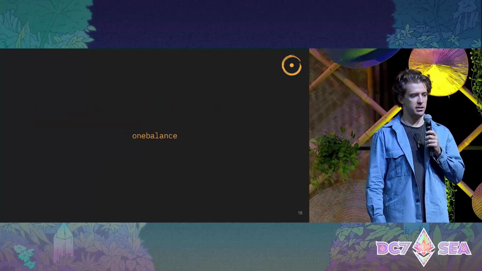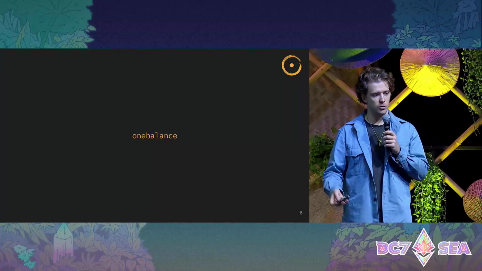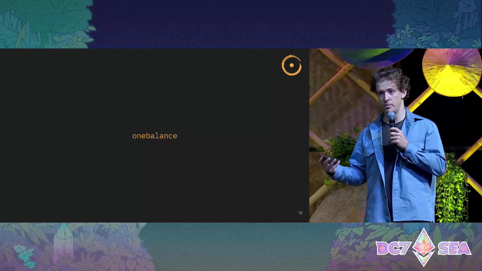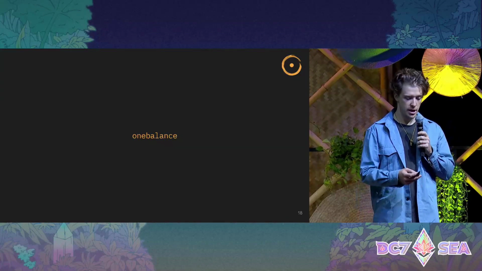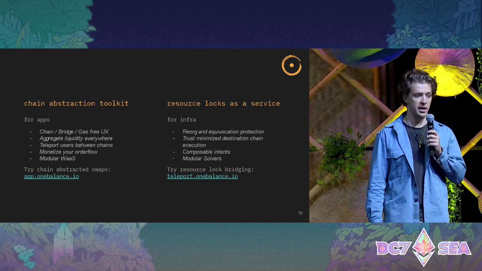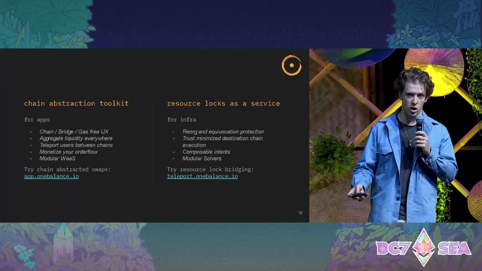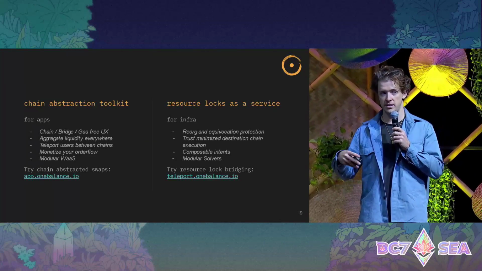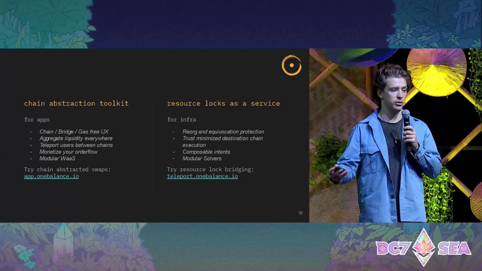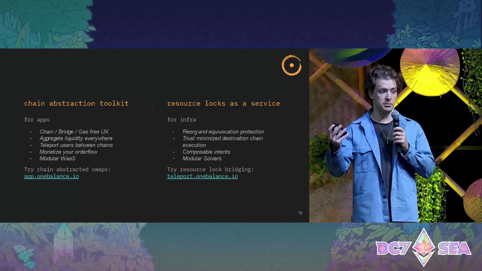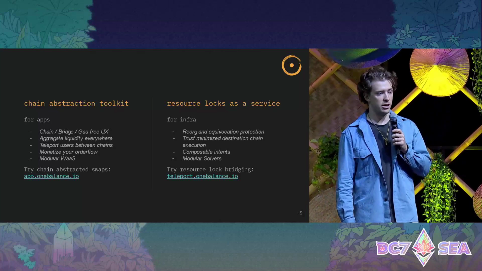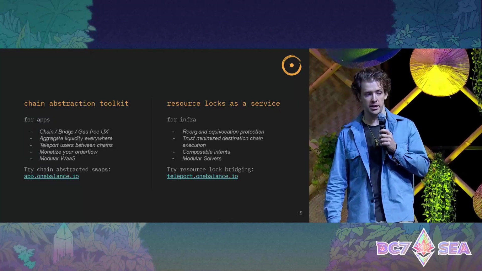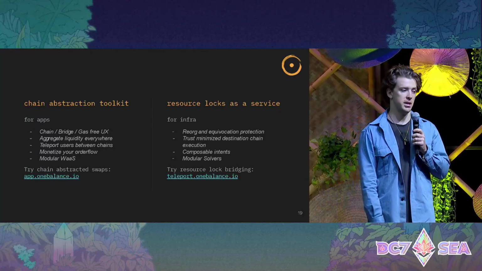So where does One Balance fit in? Well, I hope I made a case for why resource lock is a useful primitive for atomic interop between L2s. And our approach is really to provide a toolkit for any apps and wallets who want to benefit from this instant cross-chain execution to be able to do so. This provides basically the full chain abstraction experience for these wallets, right? A completely chain-free, bridge-free, and gas-free user experience.